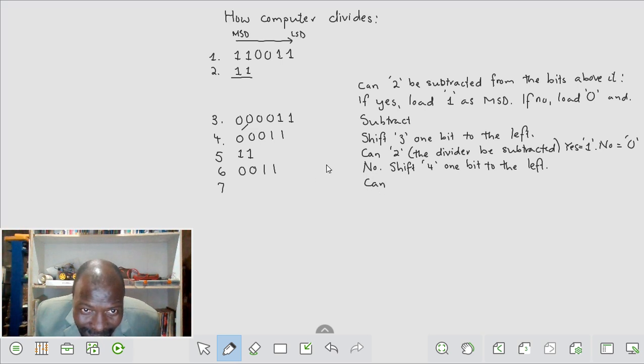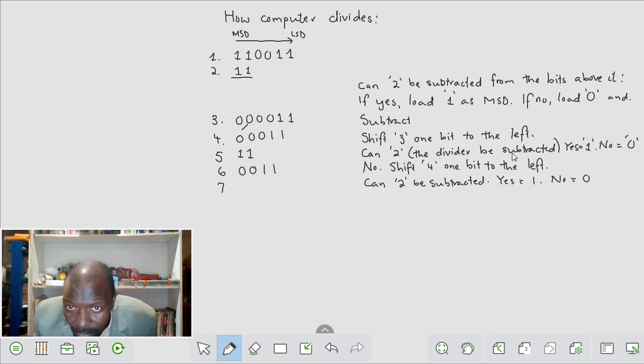Can, I was gonna change the 2. Can, now that we've shifted, can our divider, in this case this is 3, no, 5. Again is 2, but anyway, let me say 2. Yes, 2. Why? Because this is our divider. Let's say can 2, which is our divider, be subtracted? I already said it above. Can 2 be subtracted? Yes is equal to 1. No is equal to 0.